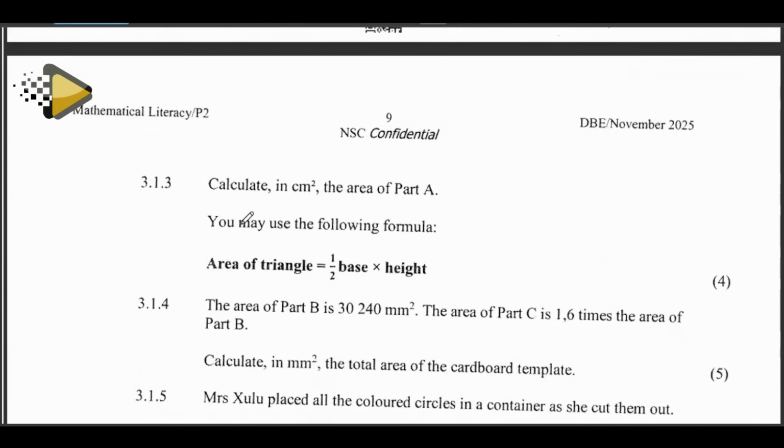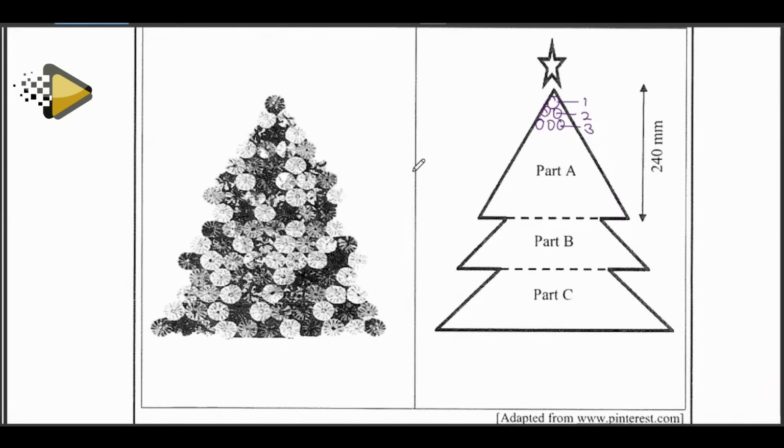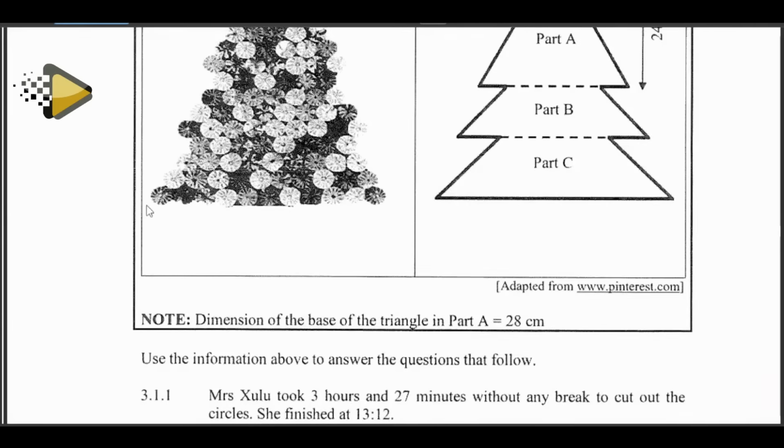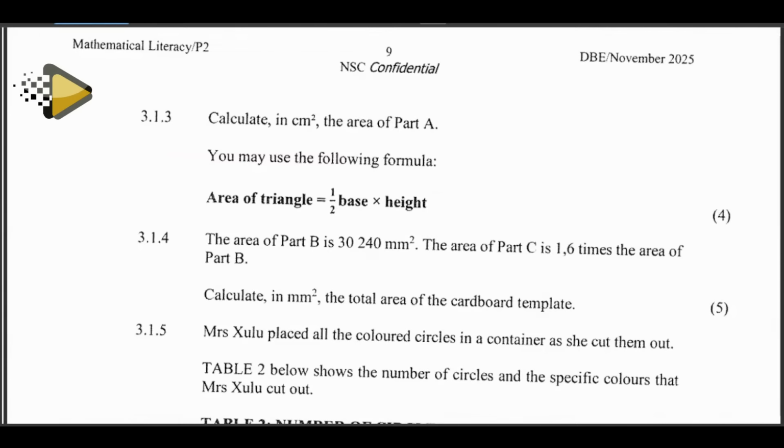Question number 3.1.3. Calculate in centimeters squared the area of part A. When you look at it nicely, they have already told us down here that the base of the triangle in part A is 28 centimeters. This is the base. Then the height is 240 millimeters. And the question wants you to get the area in centimeters squared. So we have to first change the height to centimeters, which is 240 divided by 10. You have 24 centimeters. The base, they have told us, is 28.